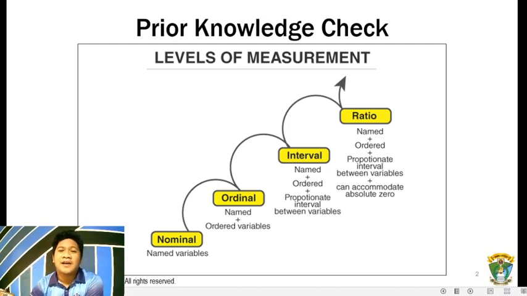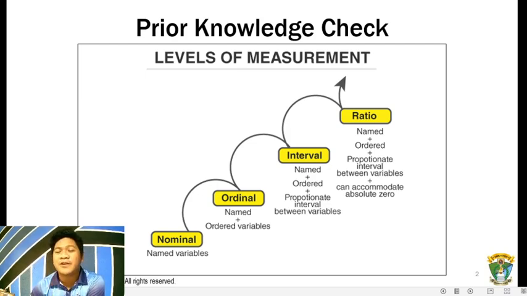And both interval and ratio have the characteristic that they have equal intervals between points. The difference between interval and ratio is the existence of what we call the absolute zero. Interval data has no absolute zero, okay? While ratio has absolute zero. Now, what do we mean by saying absolute zero?